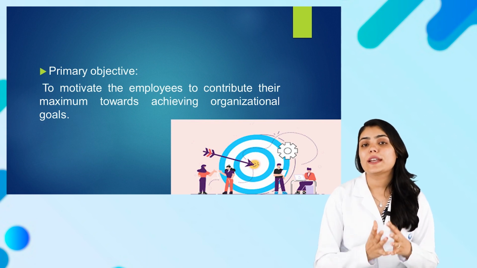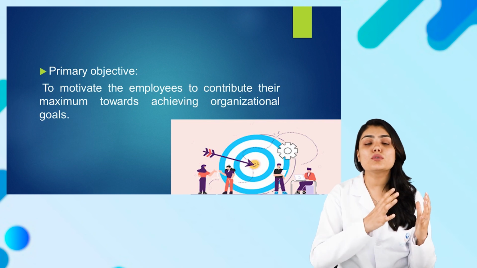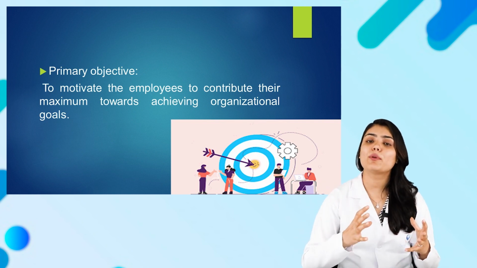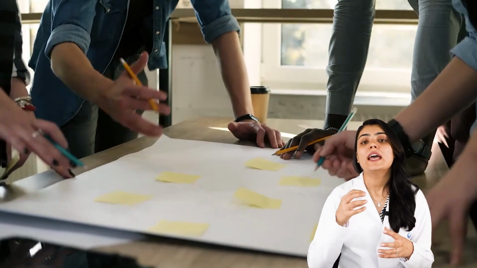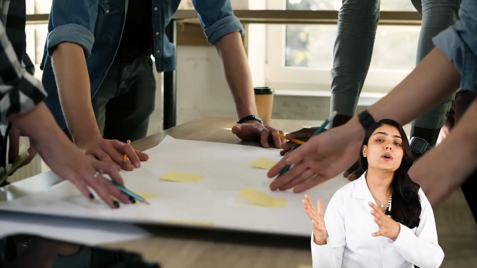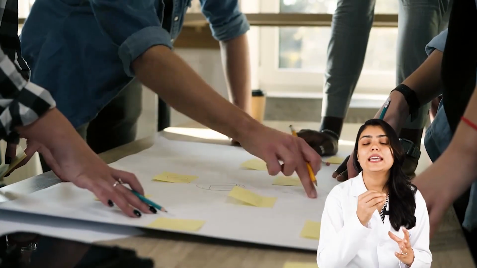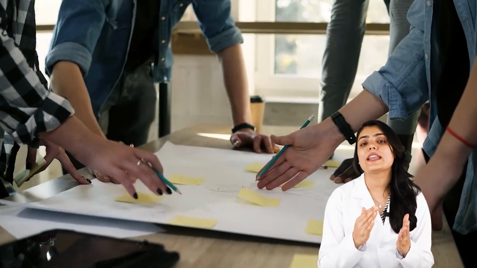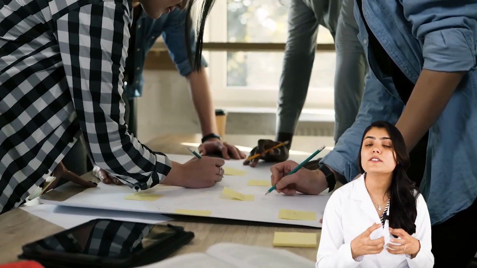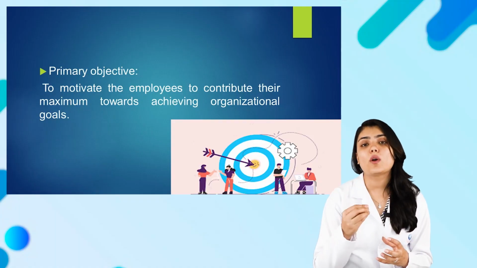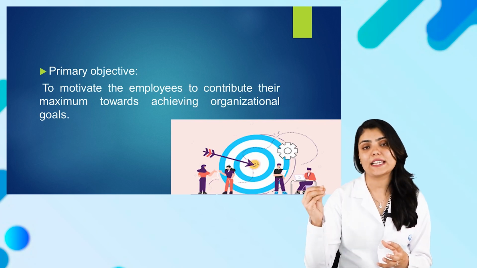We are already aware that every organization has its main aim or goal. So to reach that goal, every employee within the organization must work together. So what is the primary objective of a human resource department? It is to ensure that each and every employee working within the organization is motivated enough so that they contribute their maximum to achieve the organizational goal.